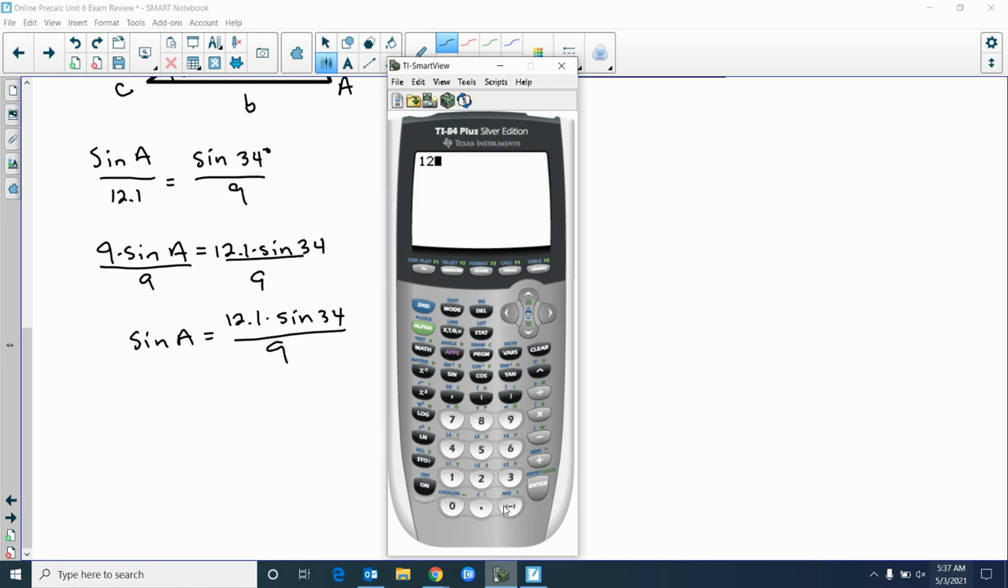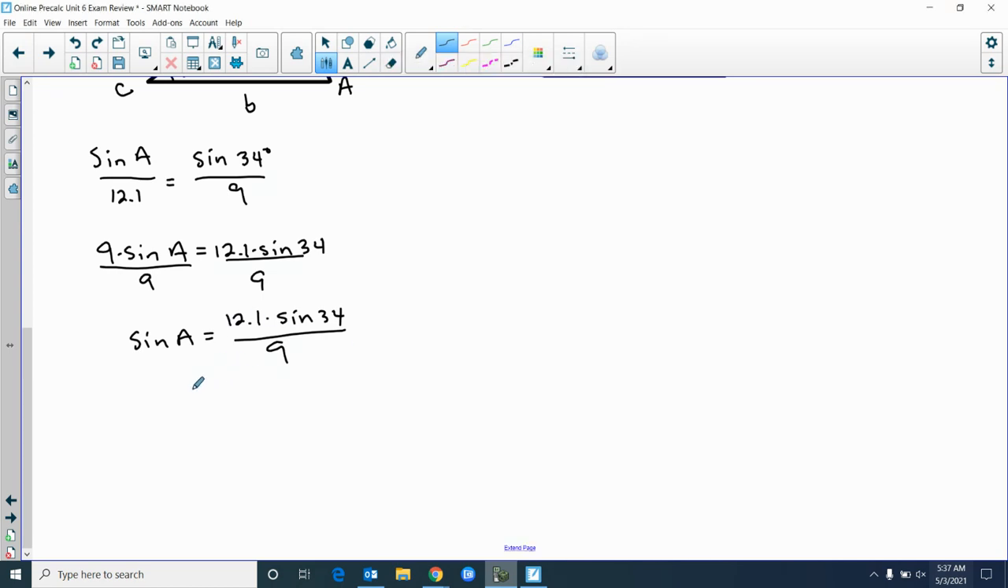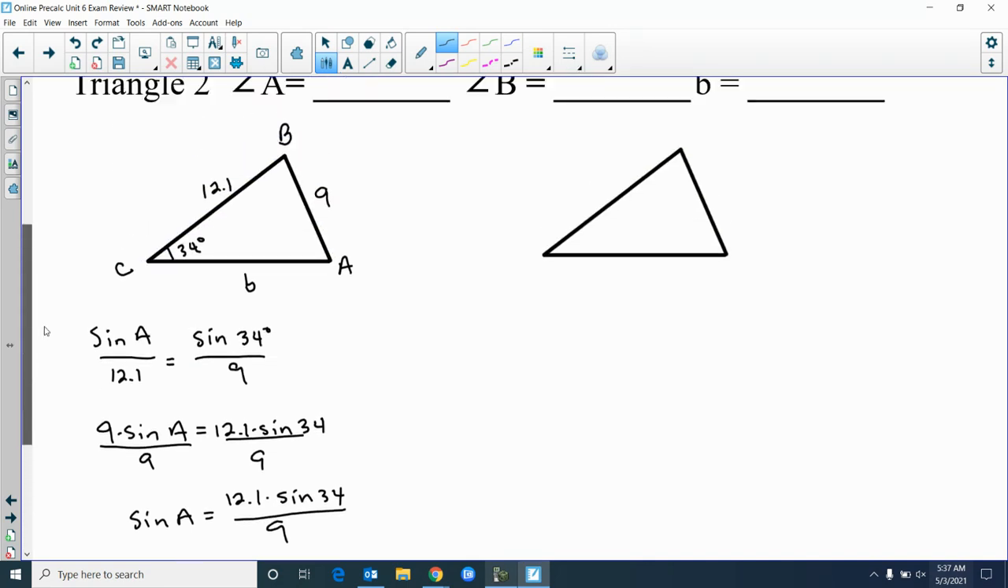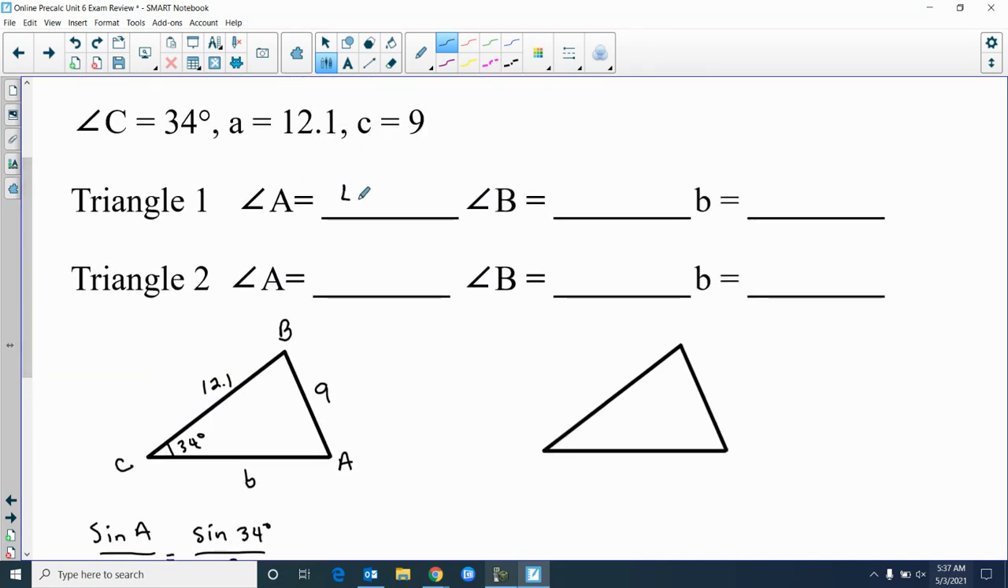I'm going to take 12.1 times sine of 34, divided by 9. Okay, that's that whole mess there. So you inverse sine when you're looking for the angle of the answer, and that gives me 48.7 degrees. So angle A equals 48.7. I'm going to go up here and put that for triangle 1.